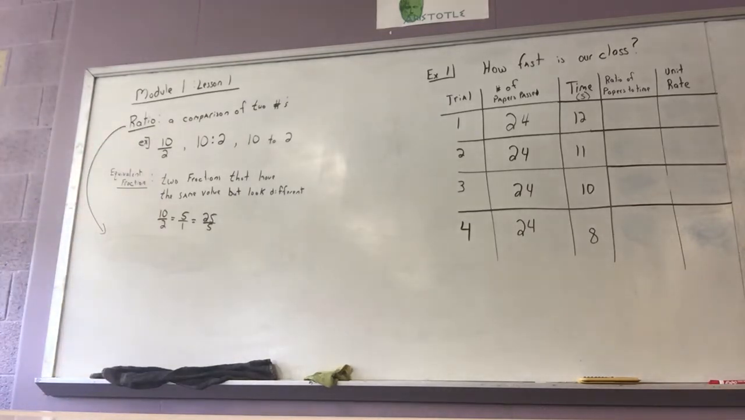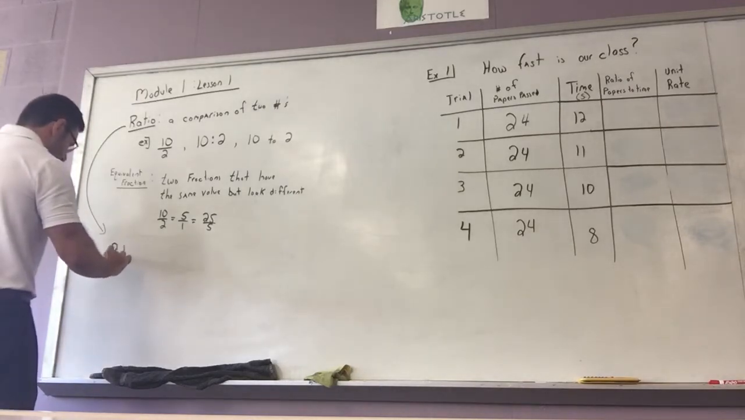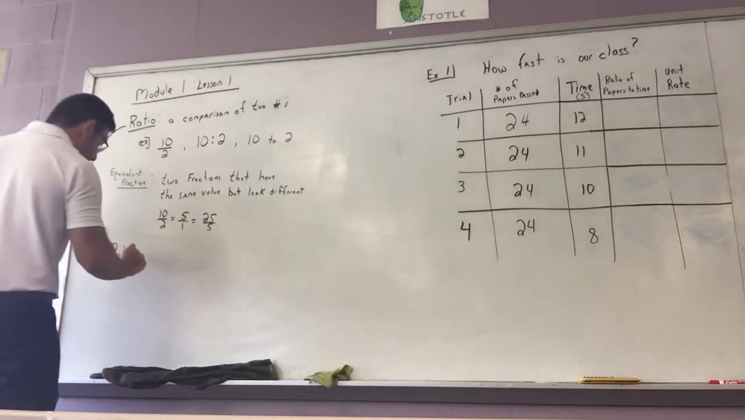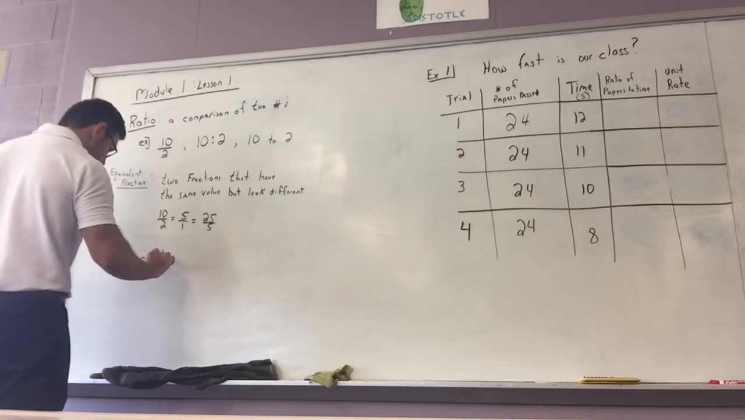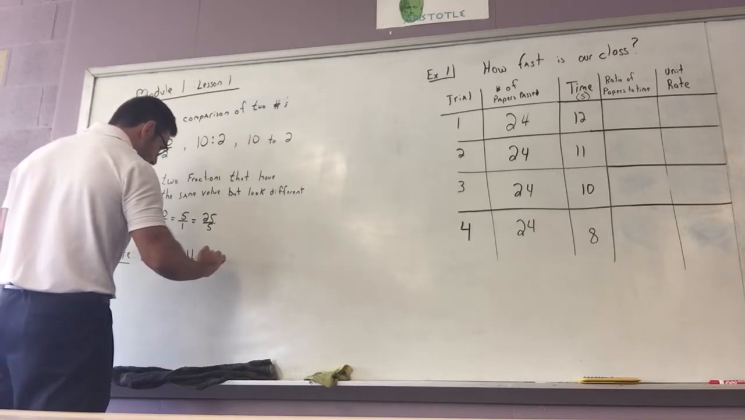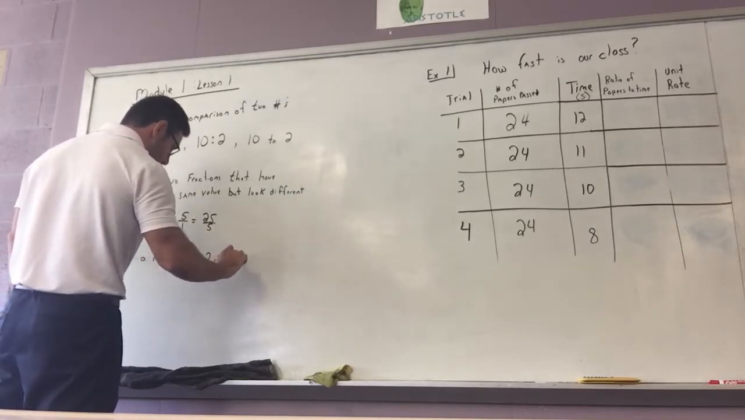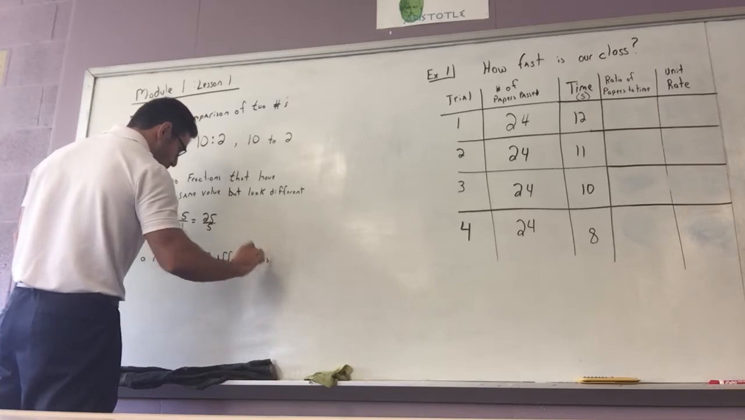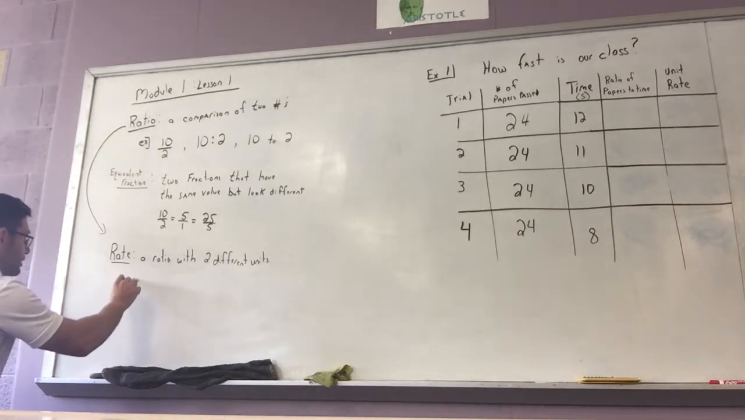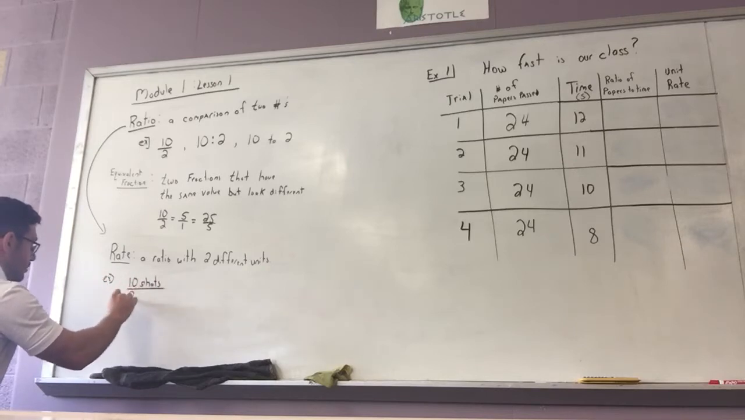So the ratio is the comparison of 2 numbers. This is different than a rate. Okay? A rate still is a comparison. It is a ratio with two different units. And when we talk about units, this is what we're labeling things as. So I might say for this one, so here's my example, 10 shots to 2 makes.